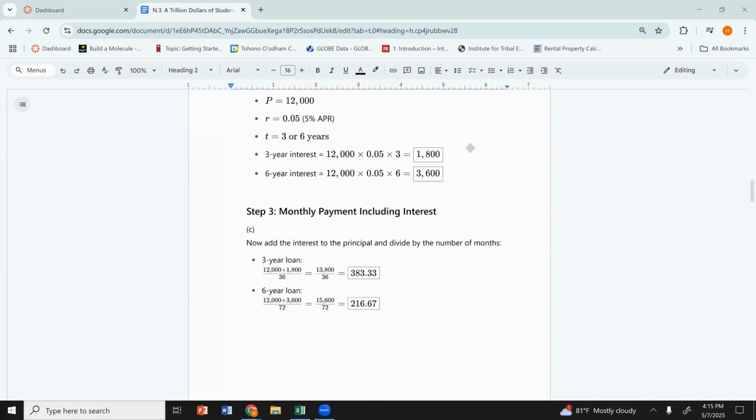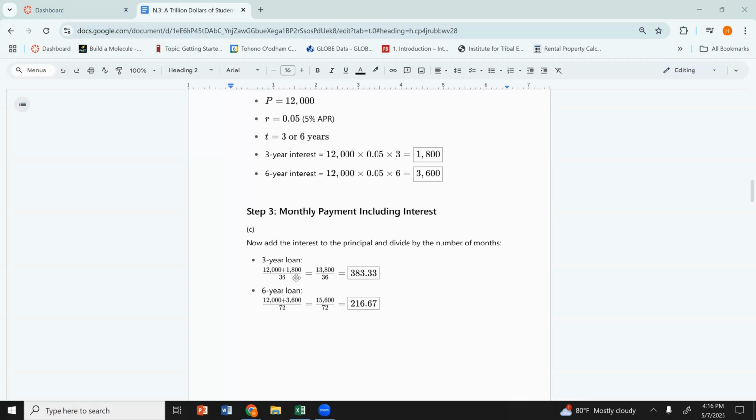So based on that calculation, that gives you a good idea which option you want to choose, because if you go with the 3 years, you'll end up paying an extra 1,800 in interest. If you go with the 6 years, you'll pay 3,600 in interest. But we also saw that the monthly payment is lower for the 6-year compared to the 3-year. So let's calculate how much our monthly payment is going to be with the interest.